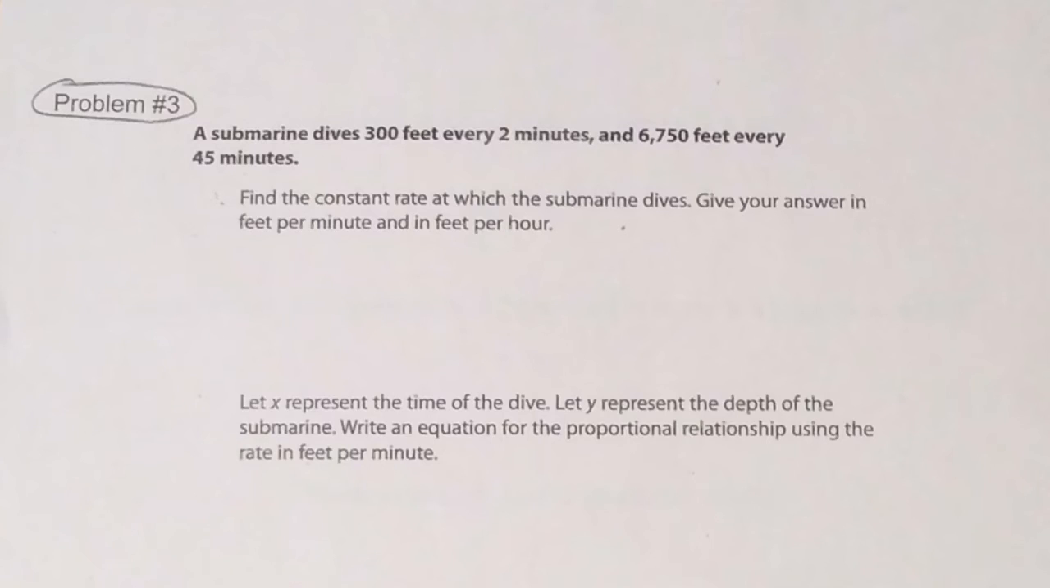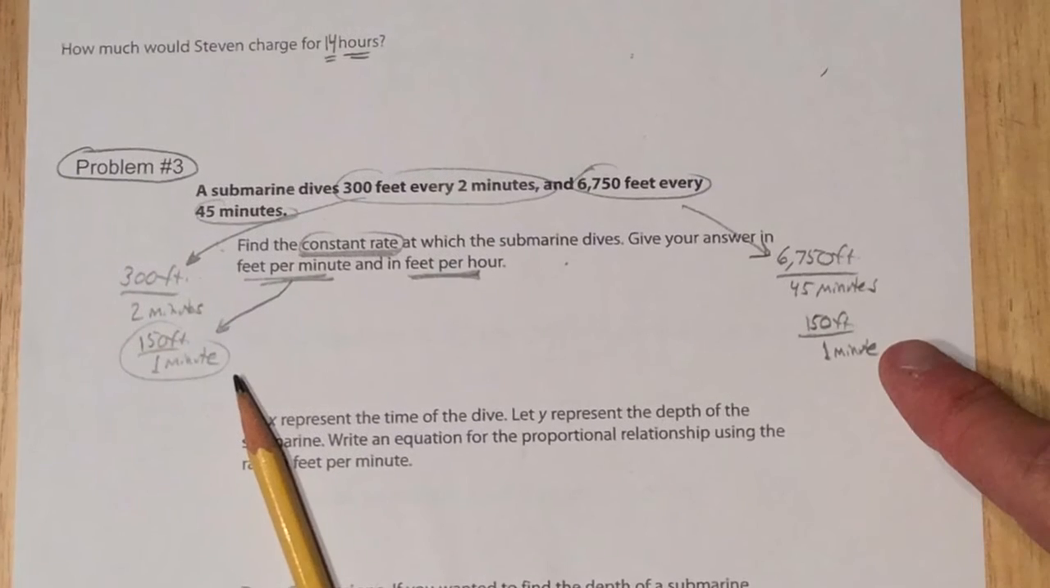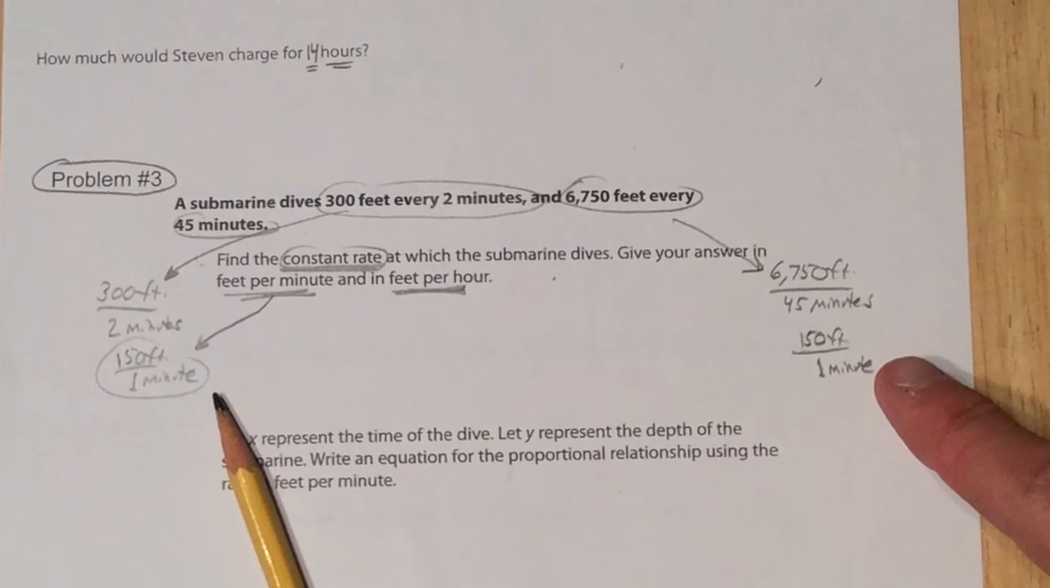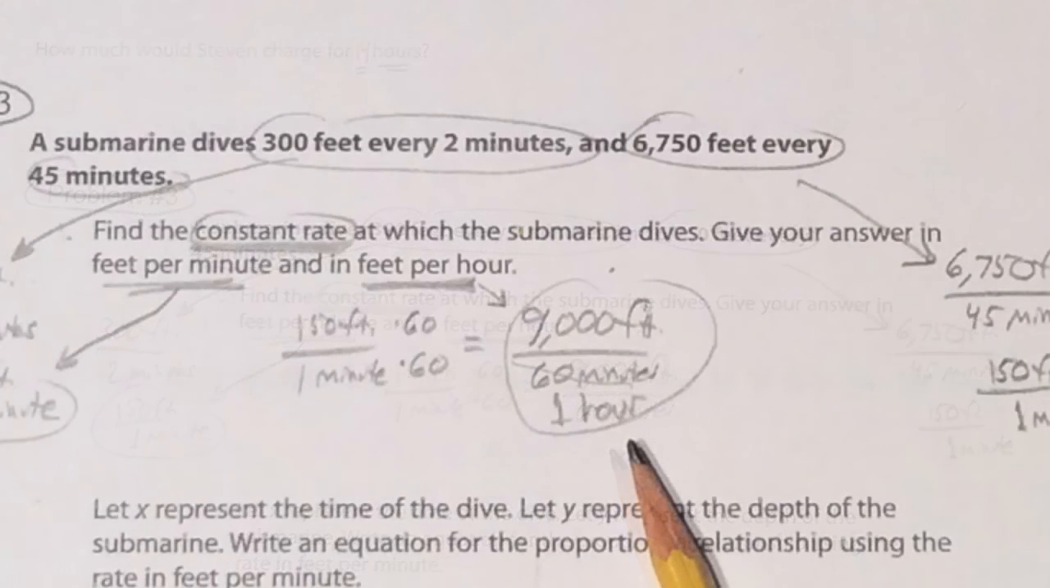Now the third problem is about a submarine diving. You see the information that's given. You're going to have to find the constant rate of change of the submarine diving, in feet per minute and feet per hour. So I'm going to set up the rates as fractions. I'm going to figure out the unit rates or the rates of change. Notice they're the same. I'm then going to convert the feet per minute into feet per hour by multiplying by 60. And we all know that 60 minutes is 1 hour.